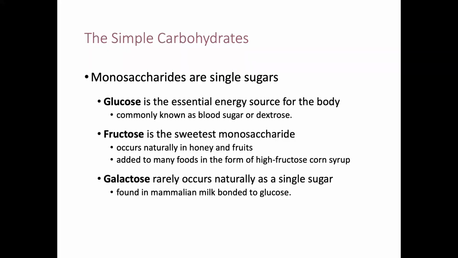They are single and simple sugars. Glucose, everybody knows about because that is the energy source that we use for our bodies. It's commonly known as blood sugar, sometimes called dextrose. Fructose is found in fruit, hence the name fructose. It's also found in honey. It is the sweetest of the monosaccharides, and monosaccharide is just a fancy way of saying the simplest sugar. Fructose is added to a whole bunch of foods in the form of the very addictive high fructose corn syrup.